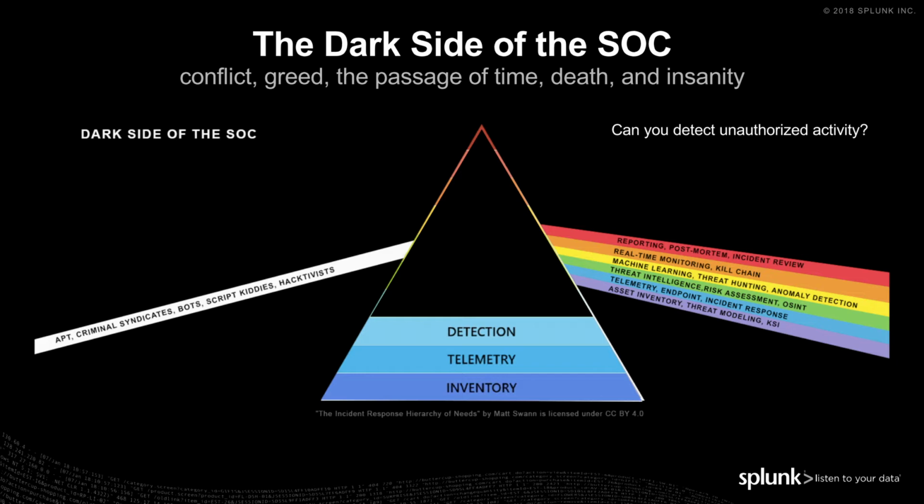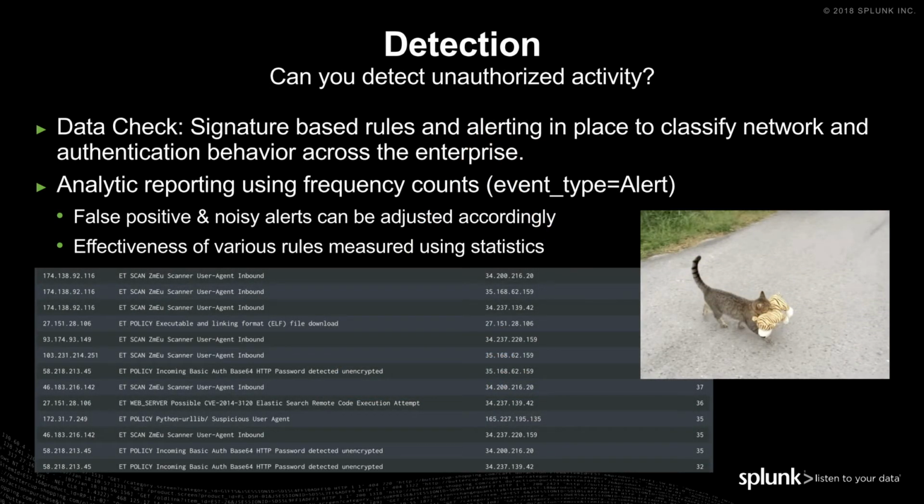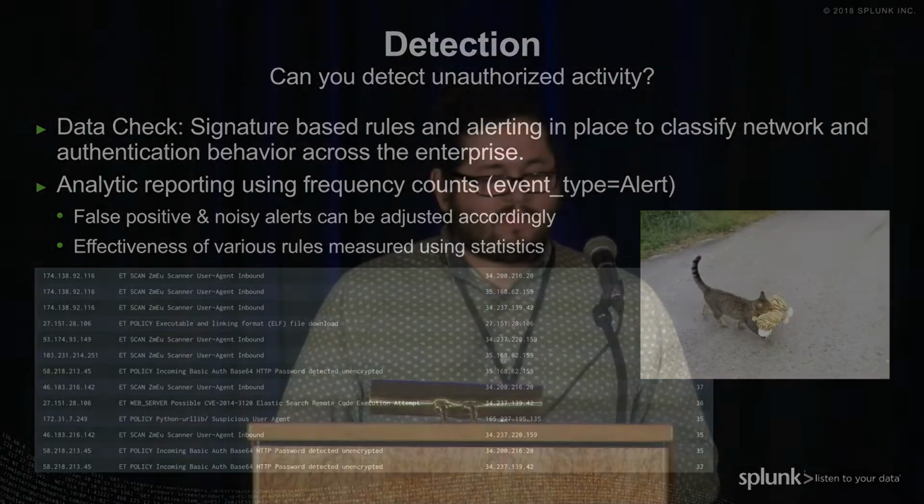Detection. So how do we detect unauthorized activity? In Suricata, this is a little bit easy, right? We use signature-based alerting to classify network and authentication behaviors. So if we see SSH connections, we have an SSH log, for example. We can also use the alert log. If we see certain signature types or indicators of compromise, it alerts us to say, hey, we think we see something that looks like unauthorized activity. And then we can use statistical analysis to determine: are these false positives or noisy alerts, and do we need to adjust them accordingly?